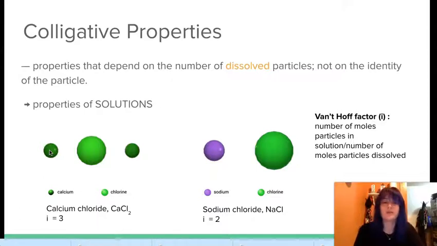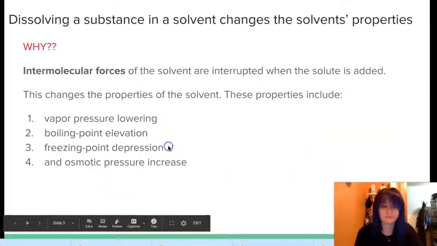So for colligative properties, even if I were to add the same amount of these 2 salts, so let's say that I were to add a mole of sodium chloride and a mole of calcium chloride, the calcium chloride would cause more aggressive colligative properties to skew. So we're going to see what those colligative properties are, but calcium chloride would have a greater effect on those properties than sodium chloride would.